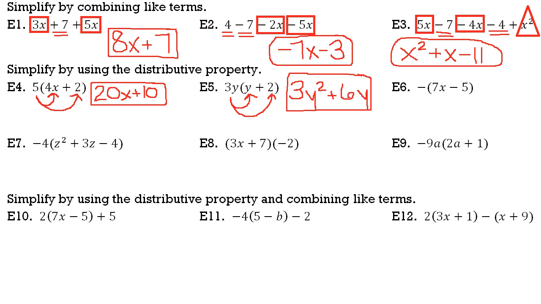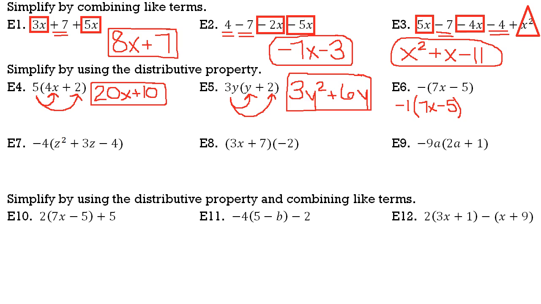All right, example number 6. This negative sign in front, make sure you treat it like a negative 1. If there's one thing that people make a mistake on in this section, if there's one big thing, it's positives and negatives.